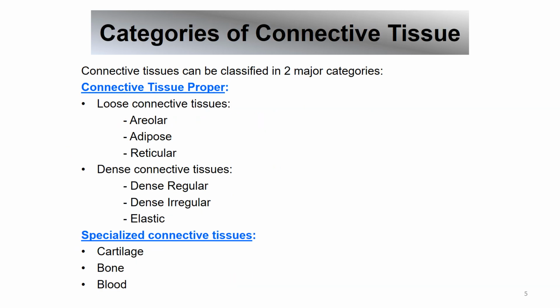The different types of connective tissues we're going to cover are connective tissue proper and then the specialized connective tissues. Within the connective tissue proper, we'll go into loose connective tissues, which include areolar, adipose, reticular. Then the dense connective tissues include dense regular, dense irregular, elastic. Then the specialized connective tissues: cartilage, bone, and blood.